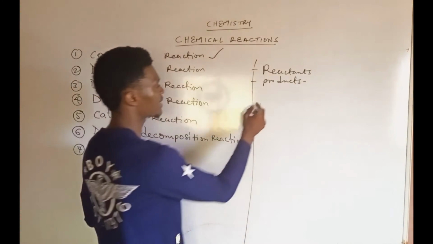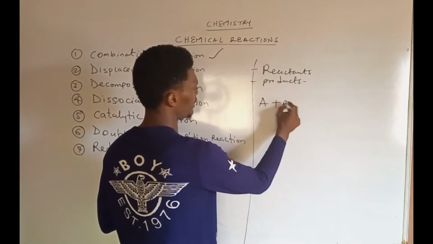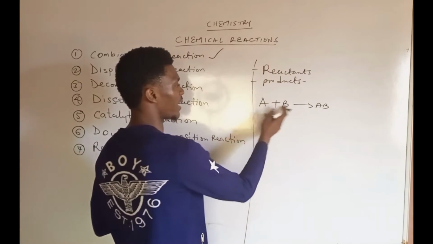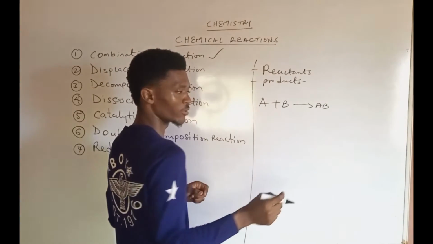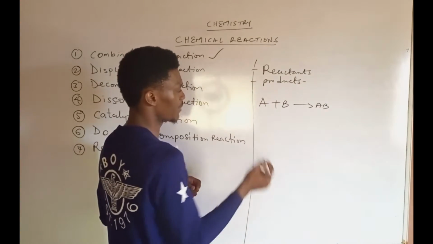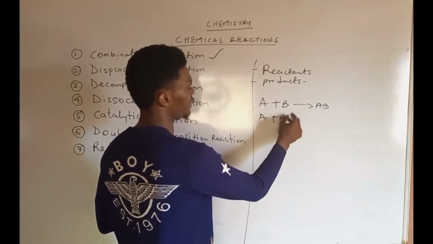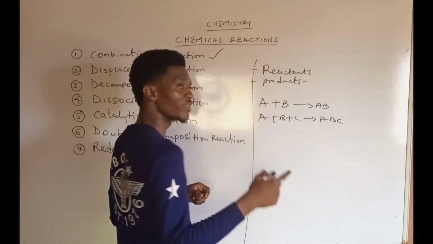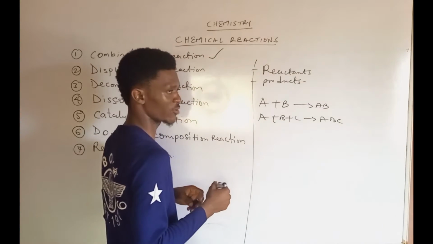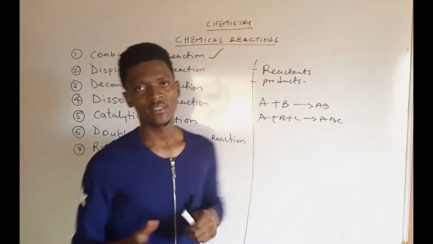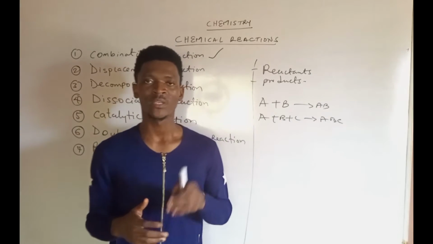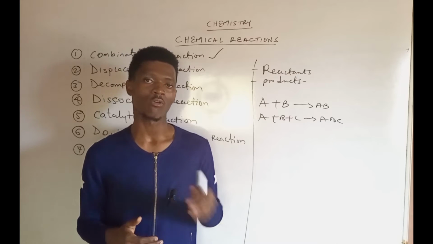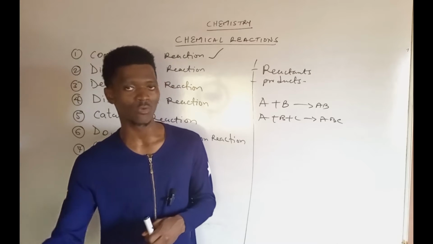For example, let's say I have A plus B to give me AB. In this case, we have two reactants combining to form a single product. That is combination. For example, let's say we have another example, A plus B plus C to give ABC. That's still a combination reaction. And interestingly, this combination reaction could be element-element combination to form a single substance, or compound-compound combination to form a single substance.